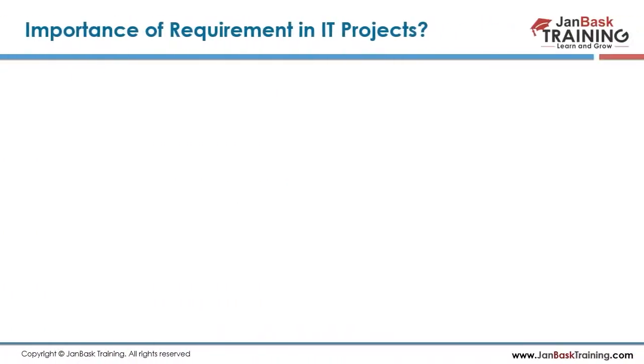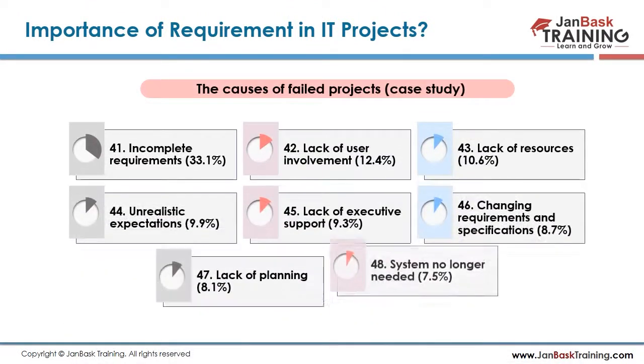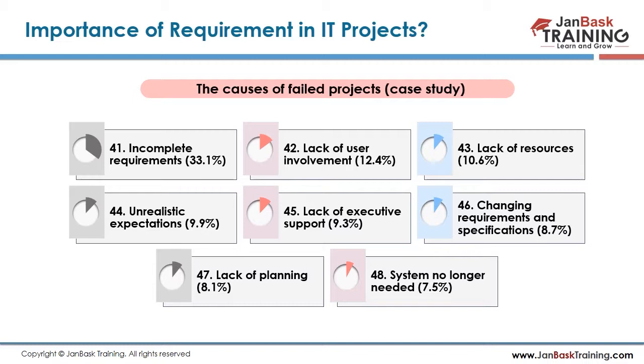From the past, if you talk about the cases observed at the BA level, it's been observed that projects fail due to the following reasons. Incomplete requirements: around 33% of projects fail. Lack of user involvement: around 12%. Looking at all these realistic points, you will see incomplete requirements lead to the highest level of failures, 33%. Lack of executive support is something like 9%. Change in requirements is about 8.7%. Lack of planning is 8.1%. No systems need is 7.4%.